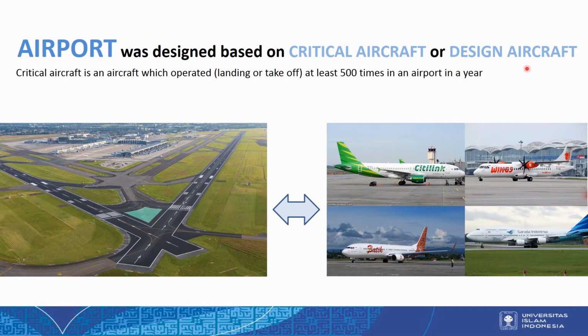So what is critical aircraft? Critical aircraft is the biggest size of aircraft that should be served by an airport, which operates, both landing or takeoff, at least 500 times in an airport in a year.